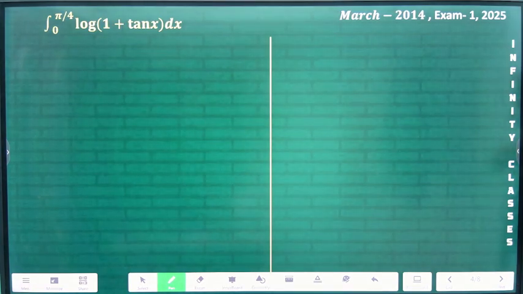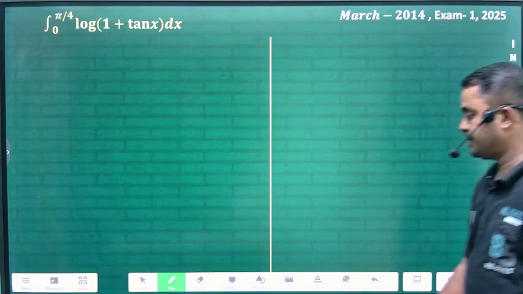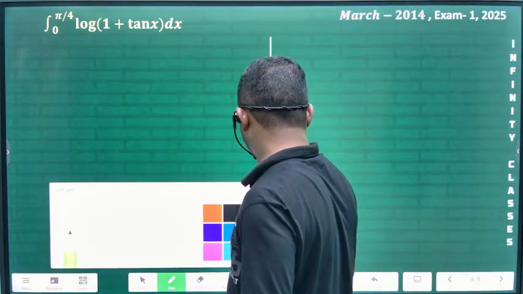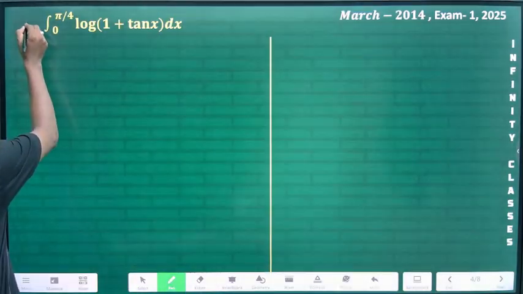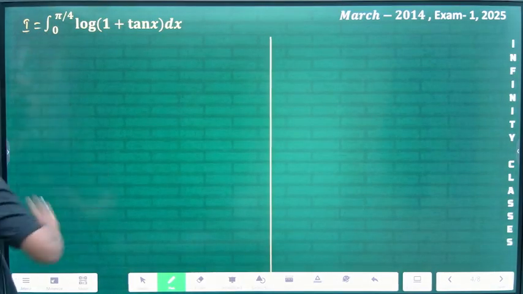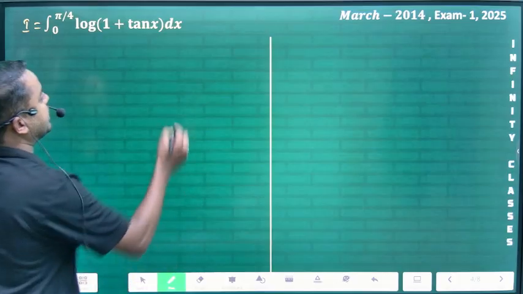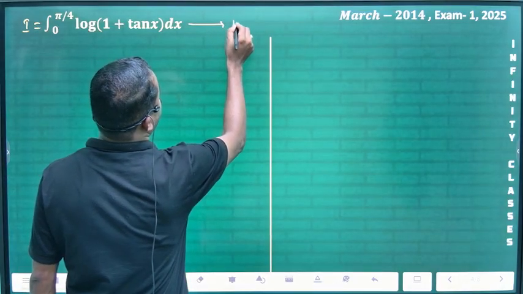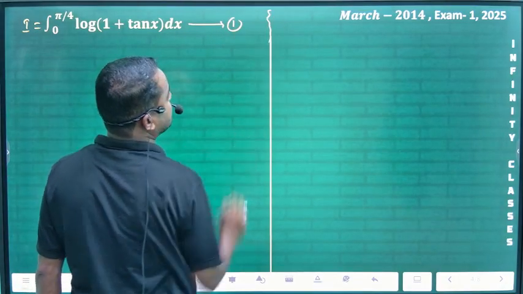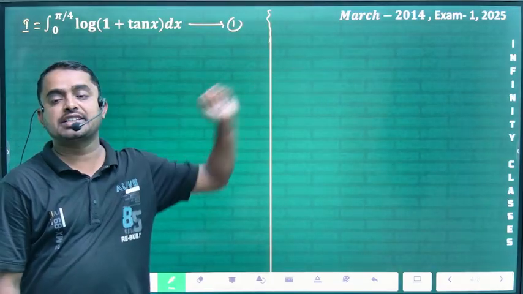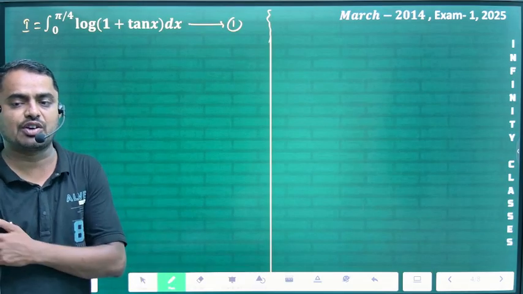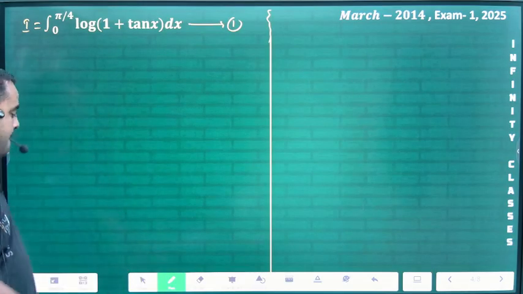So this first one: take I is equal to integration of 0 to 5 by 4 log of 1 plus tan x dx. Call this equation 1. This problem and this property were asked in March 2014 and in the March 2025 exam 1.